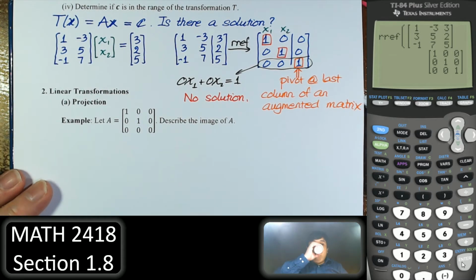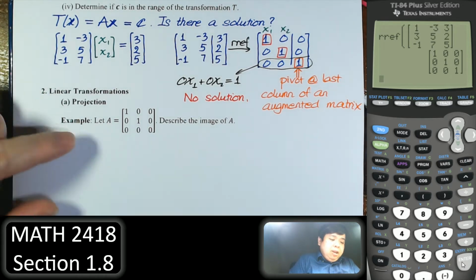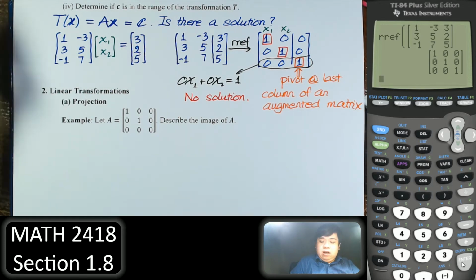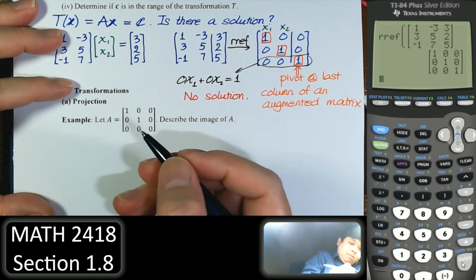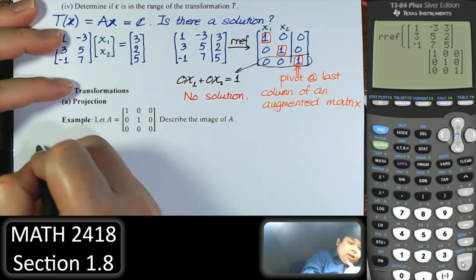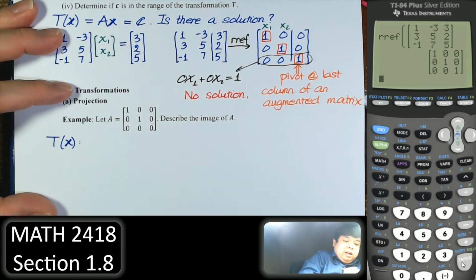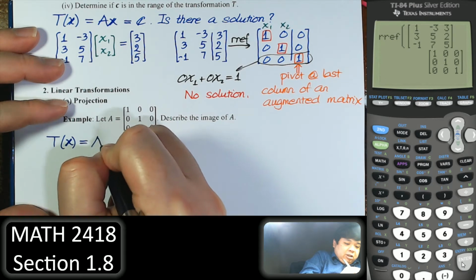Now let's look at some examples here. Projection. Let A be this matrix, describe the image of x under A. So the transformation of x is given by a matrix A times x.